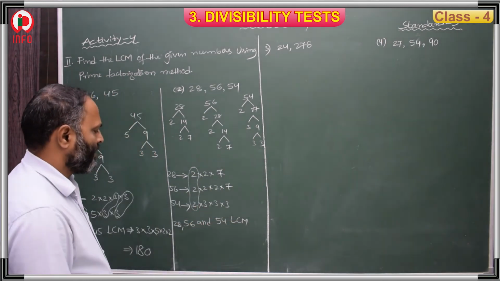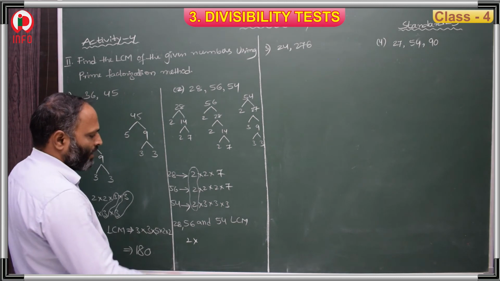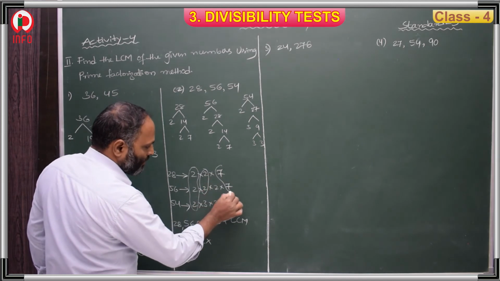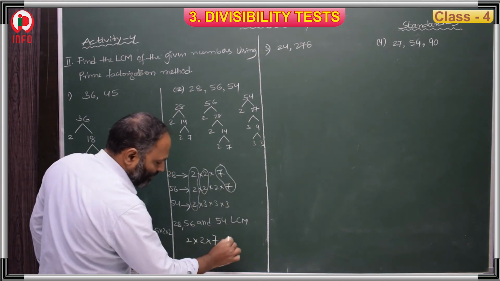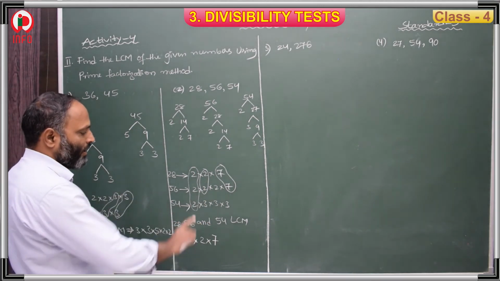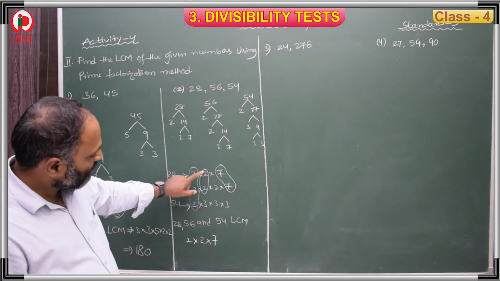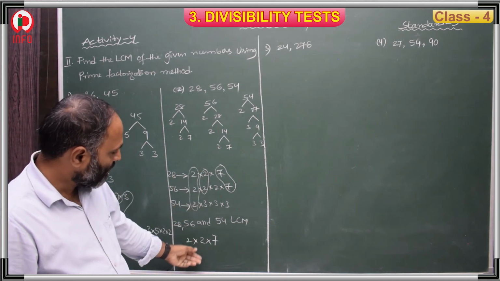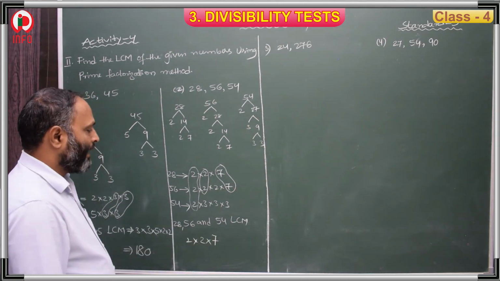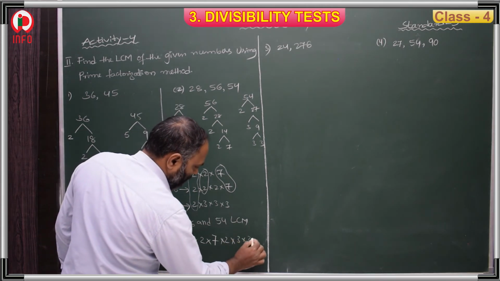Then how to find LCM? In all three, 1 2 is common, so 1 time we have to write it. In this, 1 7 is the same in both, that 7 we have to take 1 time only. And other than this, all are single, there is no common. In both, 2 is common, so we have to write 1. And in this 2 7, 7 is there, so 1 time we have to take. And remaining whatever is left, that we have to take: 2 into 3 into 3 into 3.